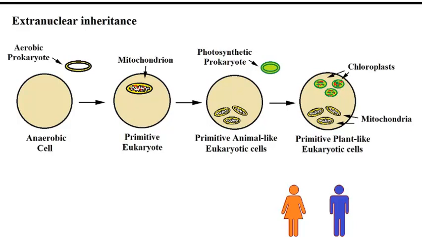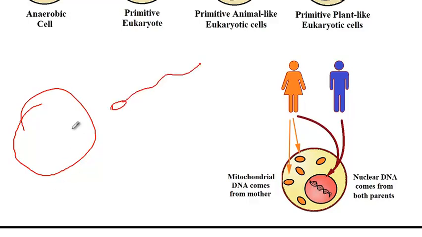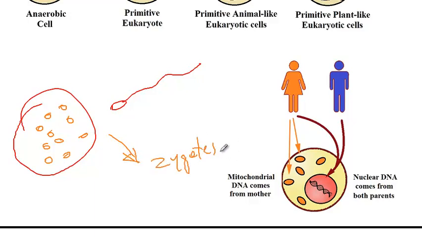Now, what happens when an egg is combining with a sperm? The egg is carrying most of the mitochondria. Okay? And so once the zygote is developing, the zygote mitochondria are primarily from the egg, which has been inherited from the mother. And that's why we inherit all our mitochondria from our mothers.